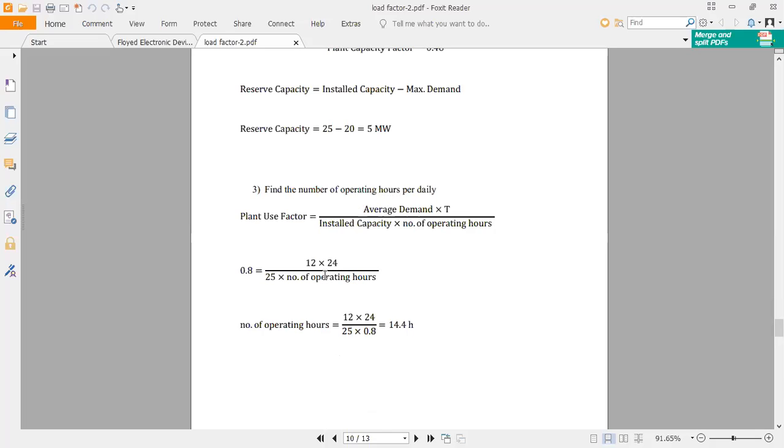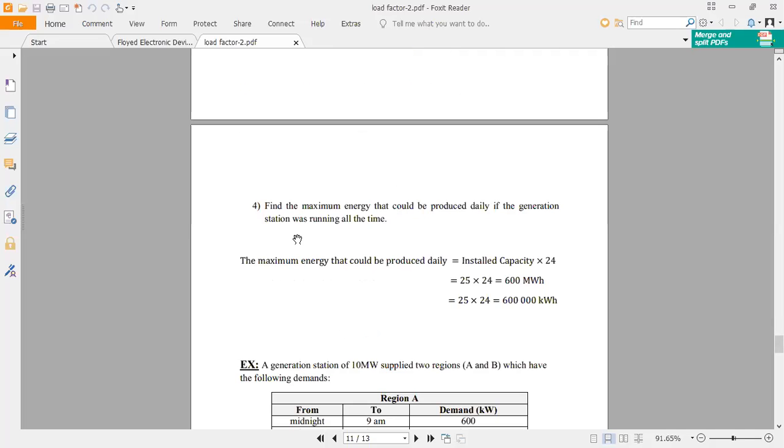So moving toward this, 0.8 times 25 times the operating hours equals 12 into 24. 12 into 24 divided by 25 into 0.8, we multiply and divide, and we get 14.4 hours. So the number of operating hours for which the plant has worked is 14.4 hours. So this is part 3. Parts 1, 2 and 3 are done up till now.